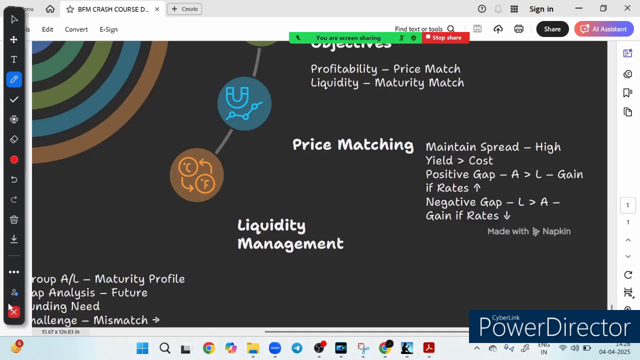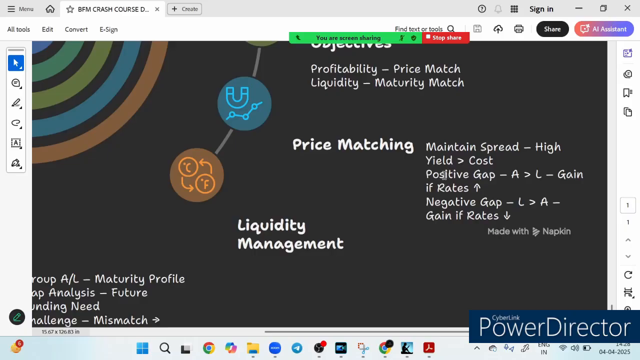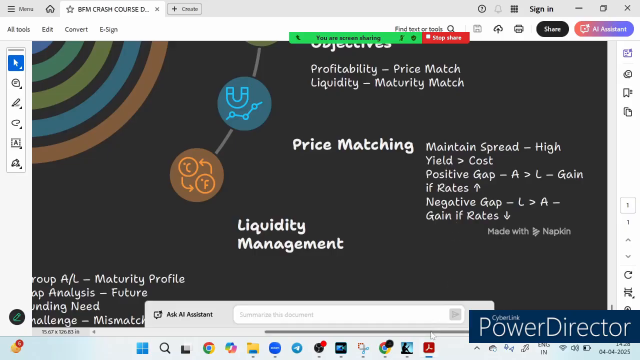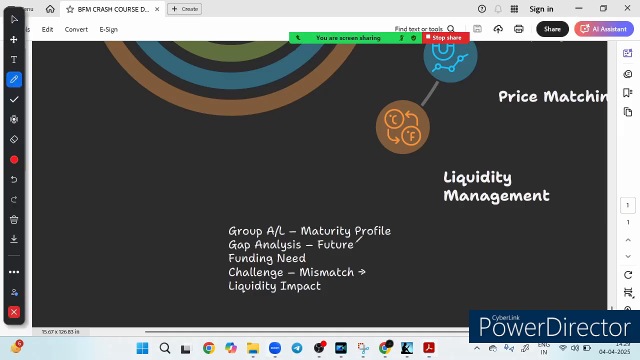And the second part is called liquidity management. I told you, profitability is ensured by price matching. You can see whether the rate is increasing or not and whether the gap is positive or not; this decides the price matching. And second is liquidity management. Just like we need savings for emergencies, a bank needs liquidity to meet customer withdrawals and payments. And how do they do it? They do it by analyzing their maturity profile, when assets and liabilities are due. They do gap analysis, which means checking if future funds meet future needs, and by managing the mismatch, which means avoiding a liquidity crisis.